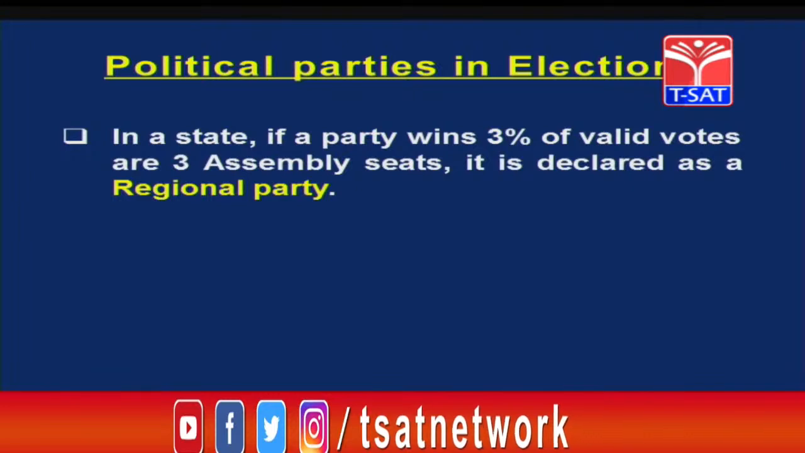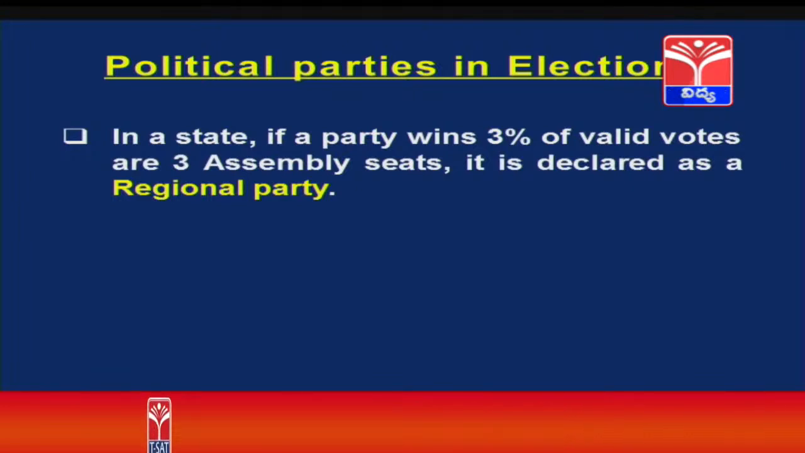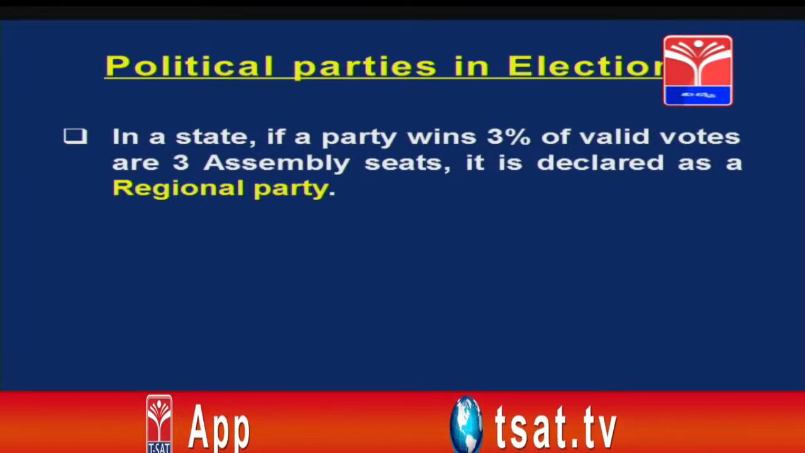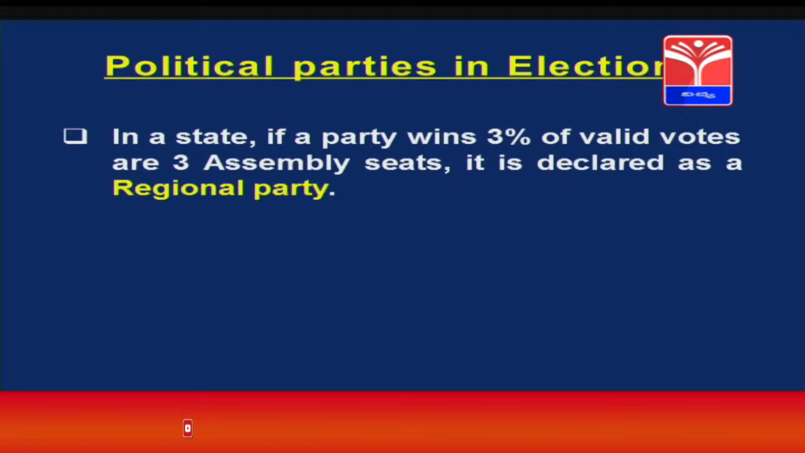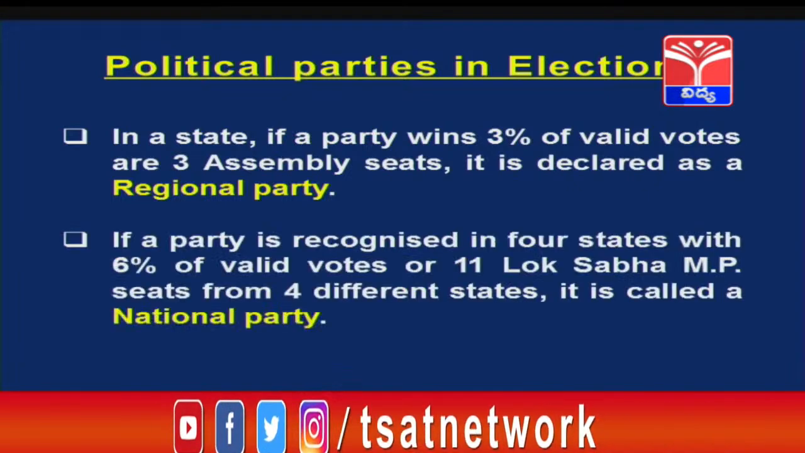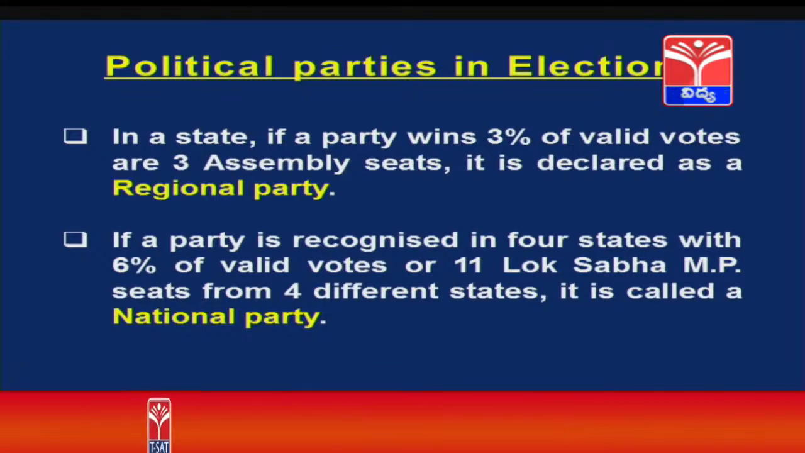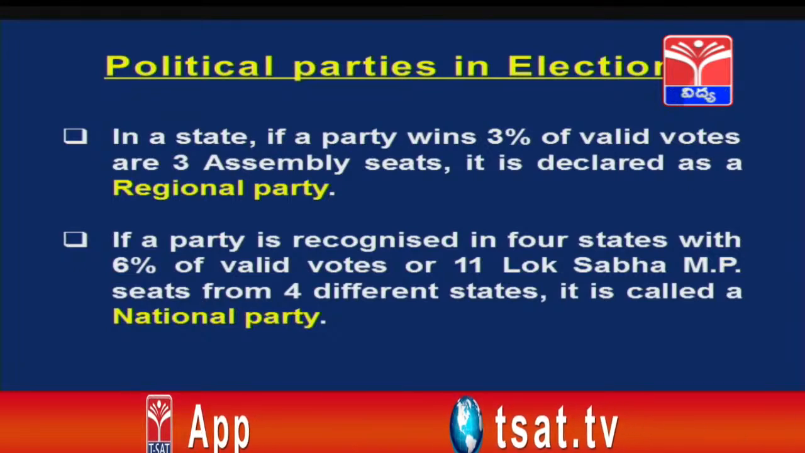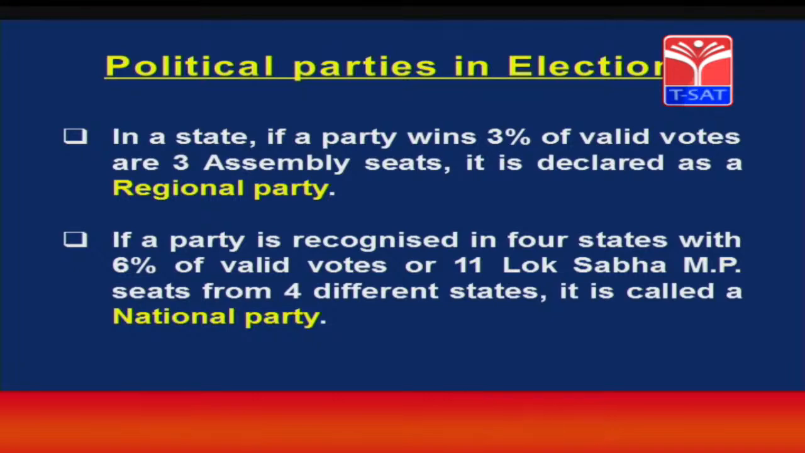So, children, let us see now there are different political parties. There are some regional parties and there are some national parties. Political parties in elections: in a state, if a party wins 3% of valid votes or 3 assembly seats, it is declared as a regional party. And if a party is recognized in 4 states with 6% of valid votes or 11 Lok Sabha MP seats from 4 different states, it is called a national party.